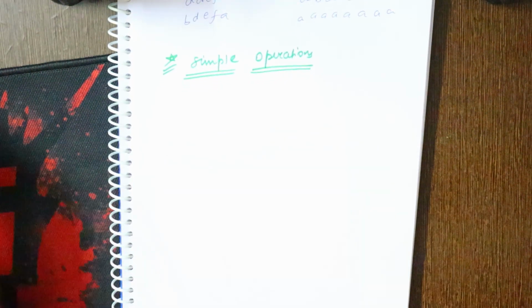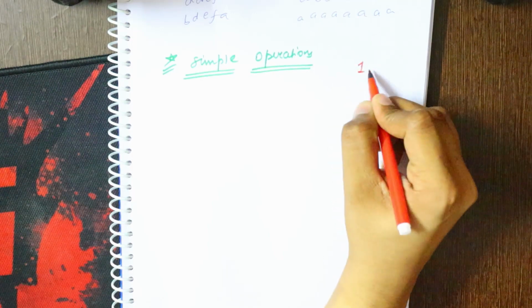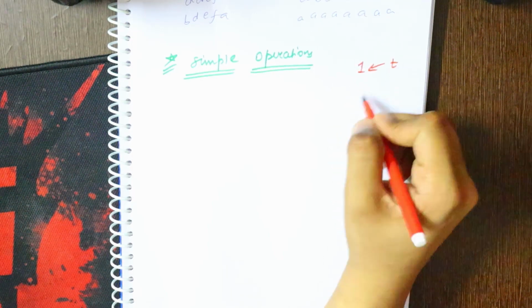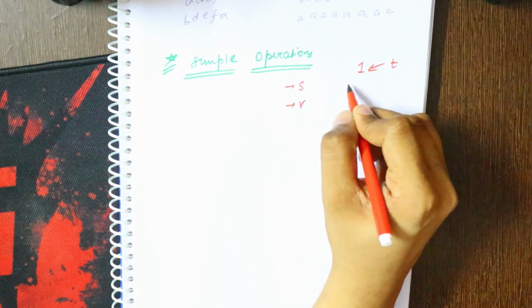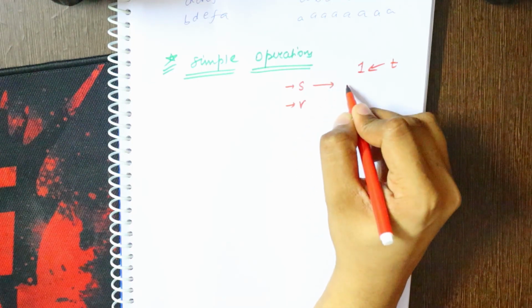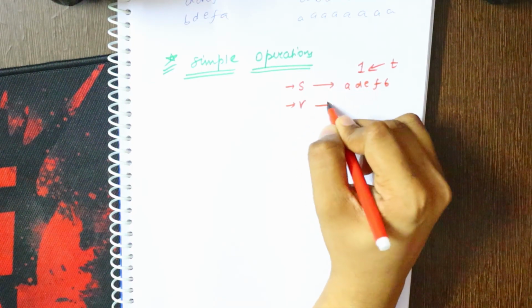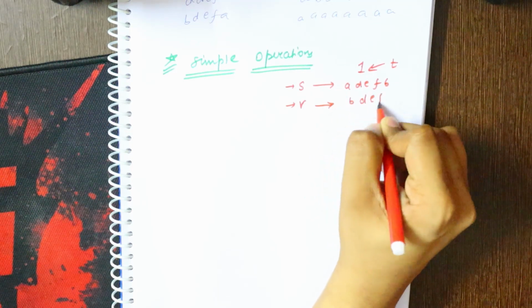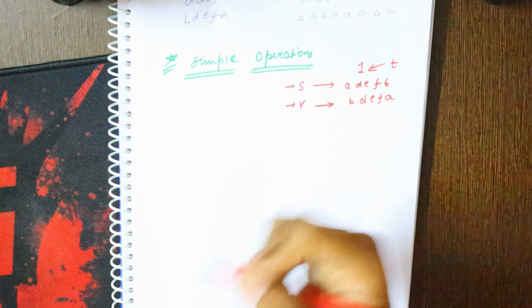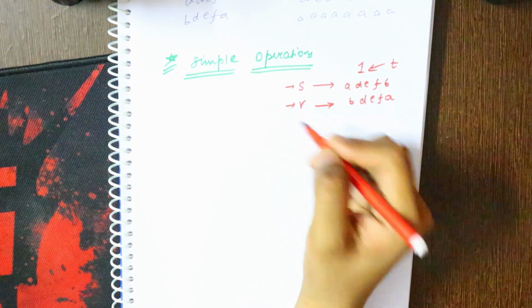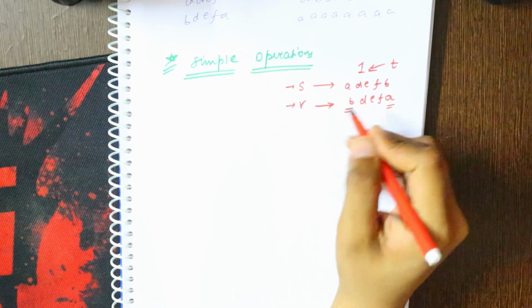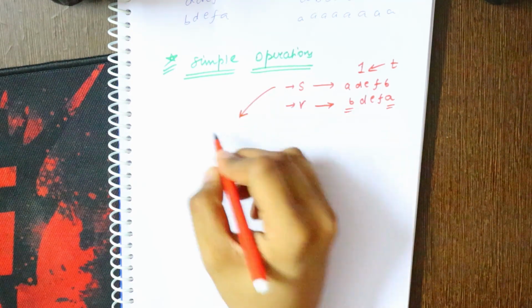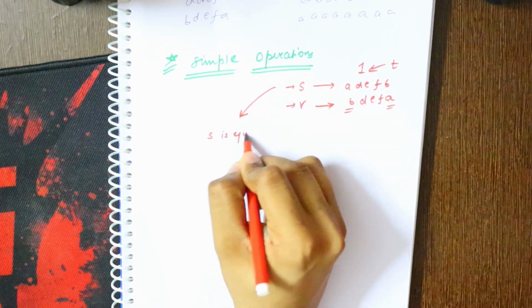So let's get started. In the first case, we will have t, then we will have strings s and r. Suppose the first string s is a, d, e, f, b, and the next string r is b, d, e, f, a. What we have to do is swap a particular range of r to s so that s becomes equal to r.